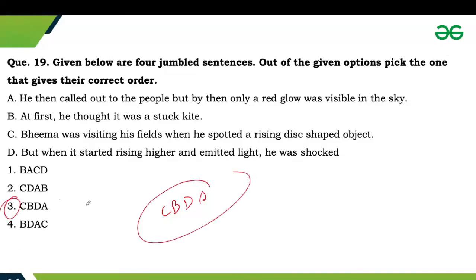So third will be the correct answer. Bhima was visiting his fields when he spotted a rising disc-shaped object. At first, he thought it was a stuck kite. Okay, but when it started rising higher and emitted light, he was shocked. Then he called out to the people, but by then only a red glow was visible in the sky. Okay, so third will be the correct answer.